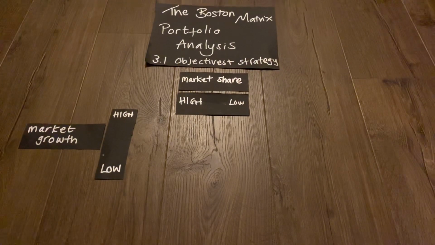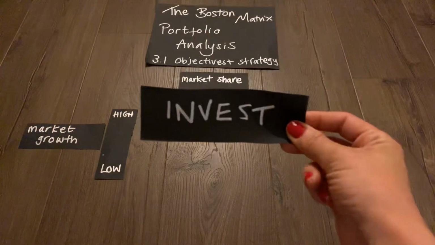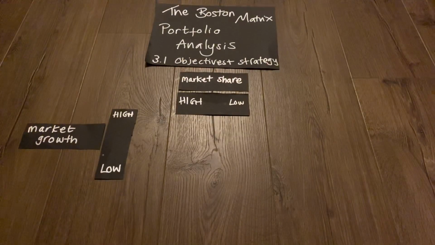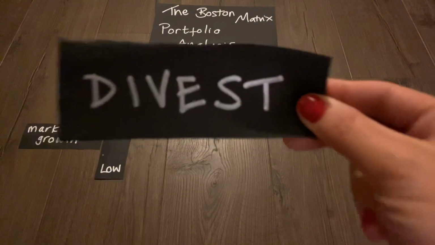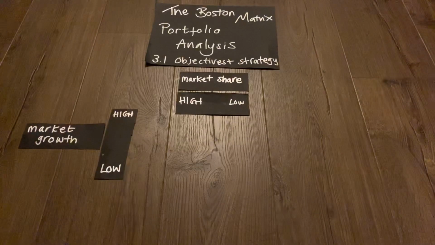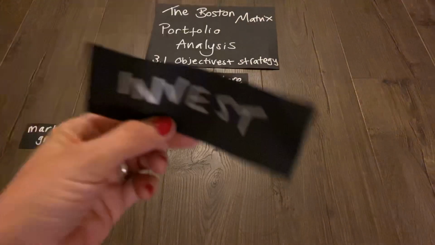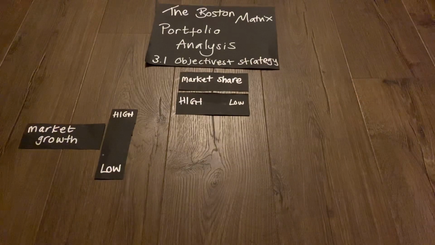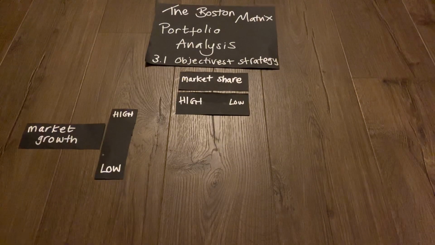So what that helps us to then do is think about whether we want to invest in those products or whether we want to divest. So put money into it, advertise it, or kill it. Okay, so let's have a look at these different categories then.